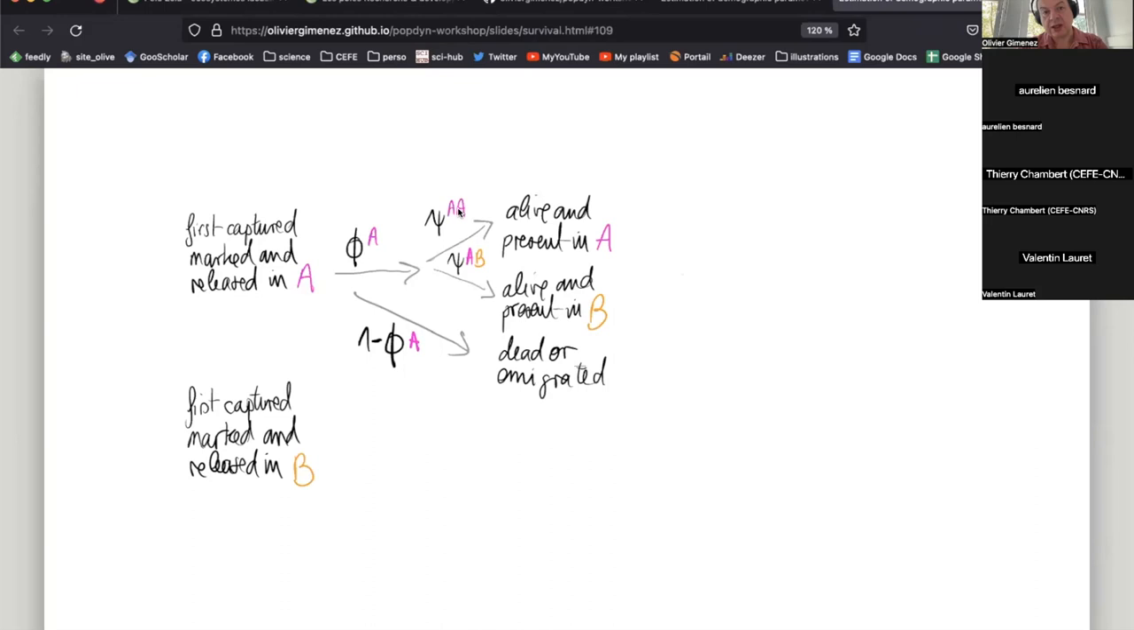So you remain in site A, and so you're alive and present in site A at the next location. Or once you've survived, you may move to site B. So there is a combination of two events happening here. You survive, and conditional on survival, you move to site B, and you're alive and present in site B.